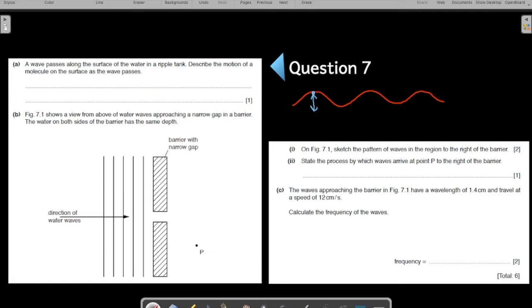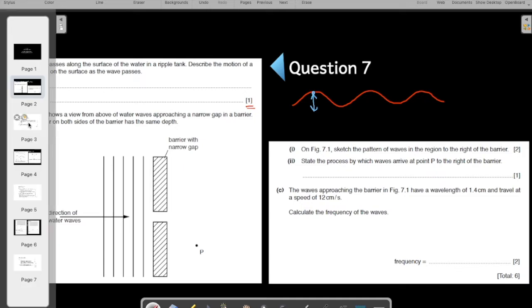Let us read the question again and understand what they are talking about. A wave passes along the surface of the water in a ripple tank. So we have drawn the wave here. Describe the motion of a molecule on the surface as the wave passes. We have taken up a molecule. How is it moving? It is moving up and down. It's a 1 mark question. They do not require any explanation. Just describe. You say it moves up and down.